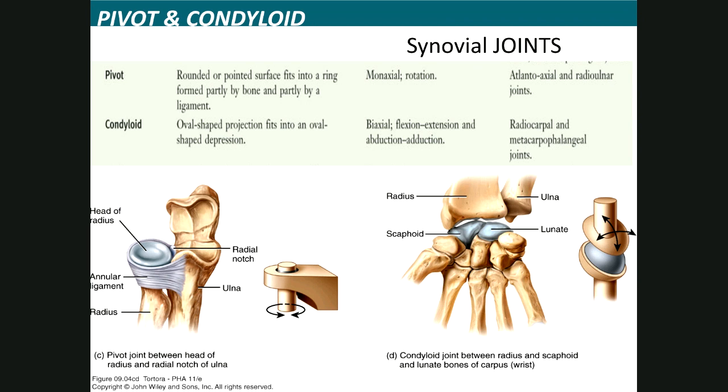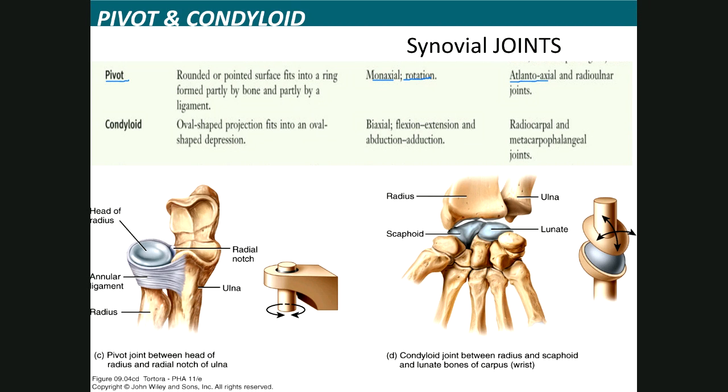The pivot joint is also monoaxial. It's only moving in rotation. We see this between the radius and ulna of our extremity, which allows us to supinate and pronate. It also occurs between C1 and C2, called the atlantoaxial joint, which is a monoaxial joint and is only going to rotate, and that's called the pivot joint.